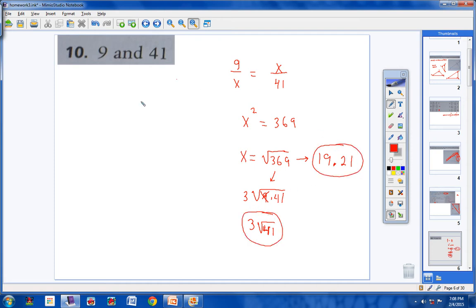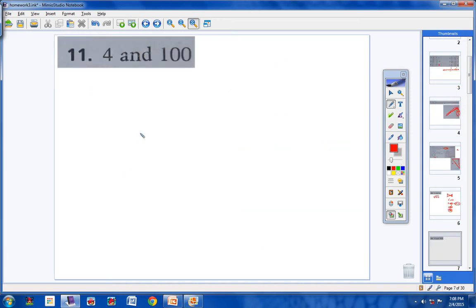Now how we're going to do the rest of these, we're not going to use this method here, it's too long. We're just going to take the square root of the two numbers multiplied together. That's the best way to do it, okay? So let's find the geometric mean between these two numbers here. So the geometric mean is the square root of 4 times 100, which would be the square root of 400.